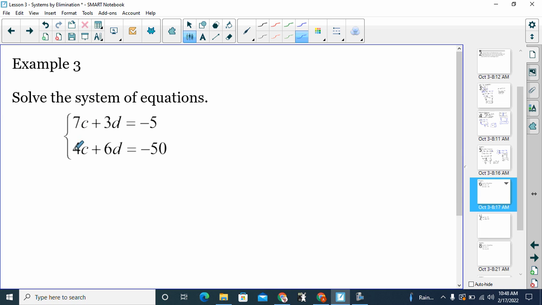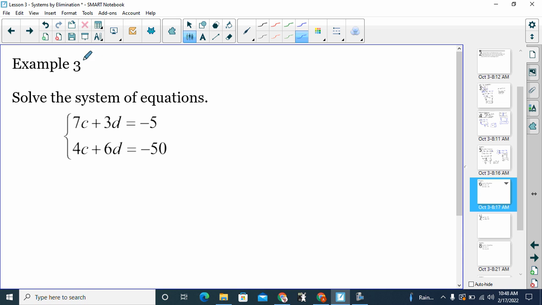This is 7 and 4. Those are going to be tough to make the same. 3 and 6, those are going to be a little easier to make the same. If I multiply 3 times 2, that gives me 6. The problem is if I multiply it by 2, this is going to say plus 6d and plus 6d. 6 plus 6 does not cancel out. 6 plus 6 gives me 12d's.